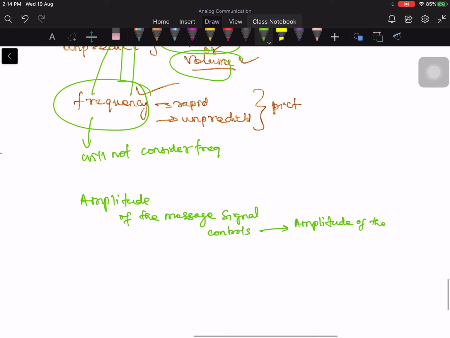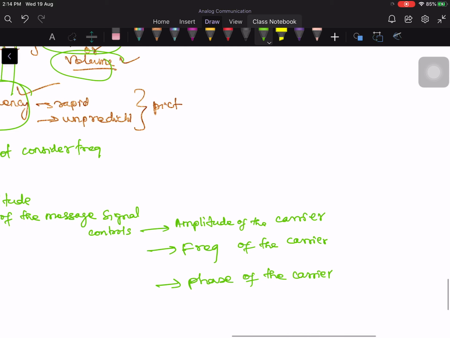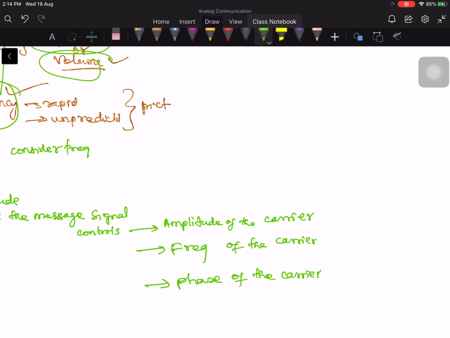Let me give the definition formally a little later, but now I am just explaining this in layman's language. Amplitude of the carrier, or it may control frequency of the carrier, or it may control phase of the carrier. If the amplitude of the carrier is changed with respect to the amplitude of the message signal, then it is called amplitude modulation. If the frequency of the carrier is changed in accordance with the amplitude of the message signal, then this is called frequency modulation. If we change the phase of the carrier in accordance with the amplitude of the message signal, then it is called phase modulation. So predominantly we have three types of modulation in analog communication system: amplitude modulation, frequency modulation and phase modulation.